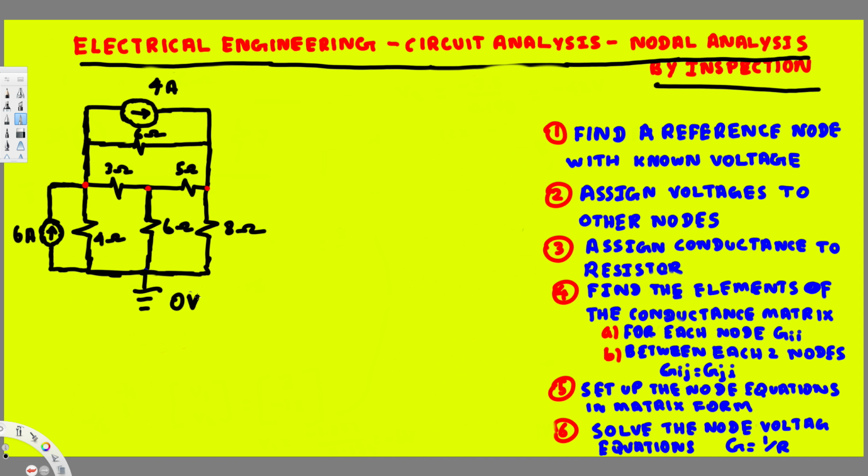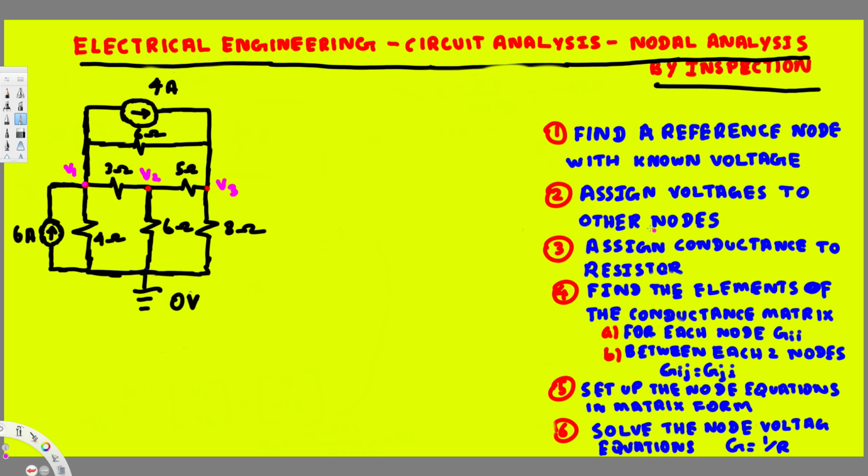So it's going to be 0 voltage, and the next step is to assign voltage to the other nodes. Other than the bottom part we have 3 other nodes, this node and this node and this node. So let's name them V1, V2 and V3. And the next step is to assign conductance to resistors.